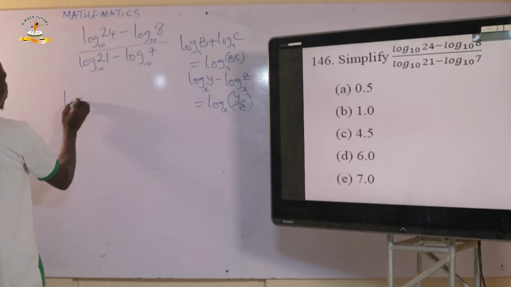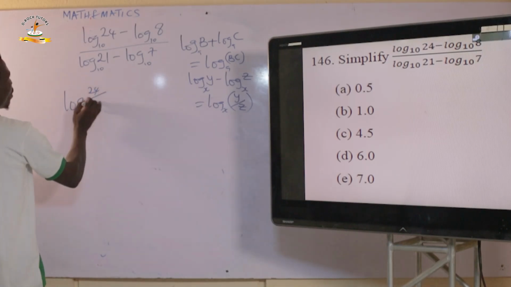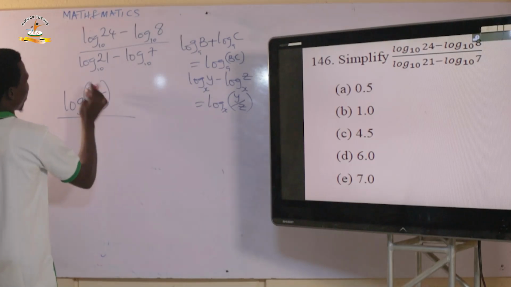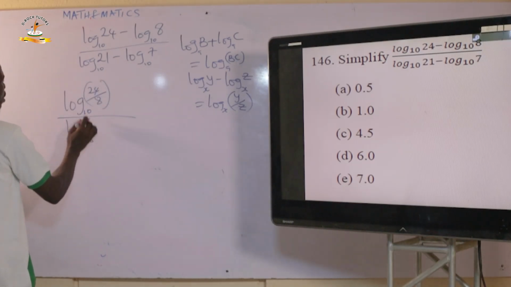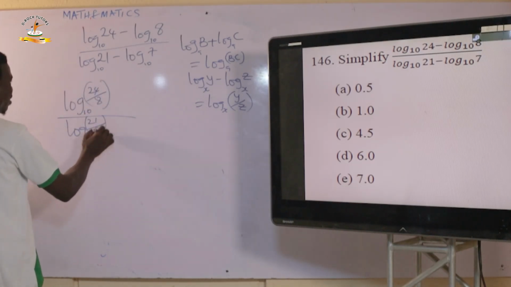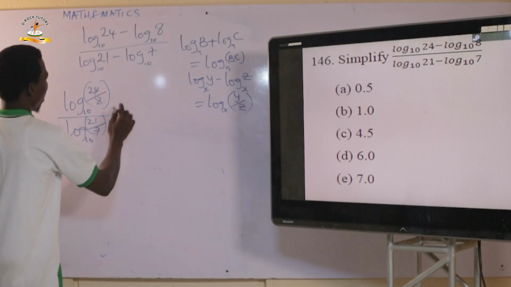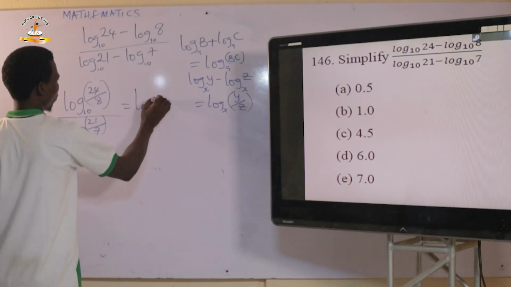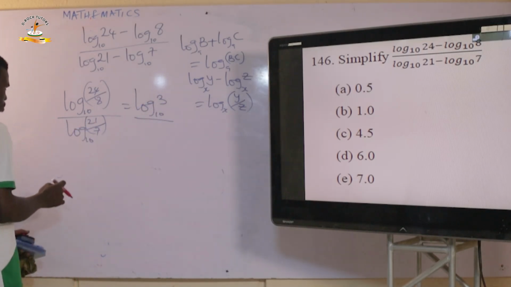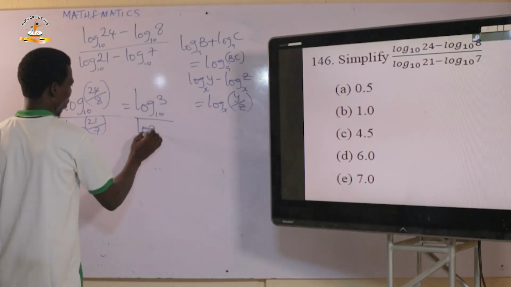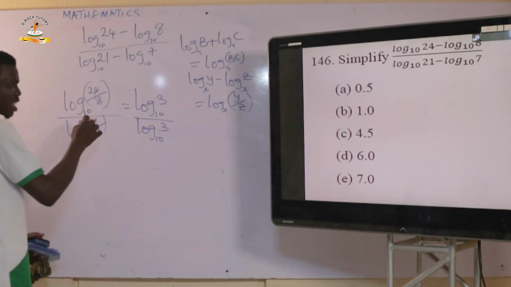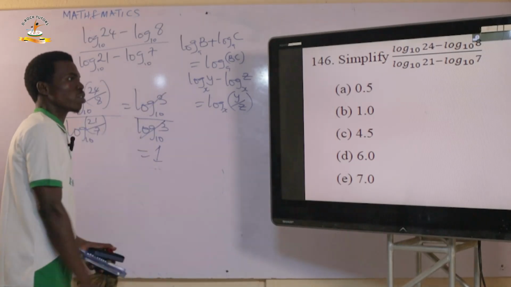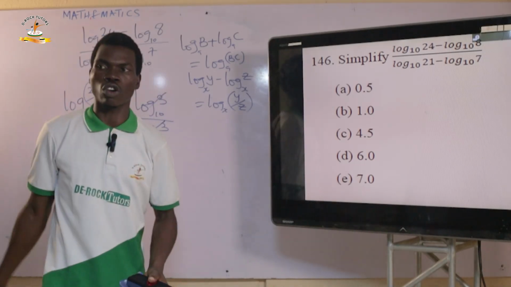So our answer is going to look like log 10, 24 divided by 8. You know why I'm dividing? Because it is subtraction. Divided by log 10, 21 divided by 7. Still because it is a fraction here. And what is 24 divided by 8? Log 10, 3 all over, here is also log 10, 3. And log 10, 3 divided by log 10, 3 is simply 1. So your result is 1.0, and that is option B.